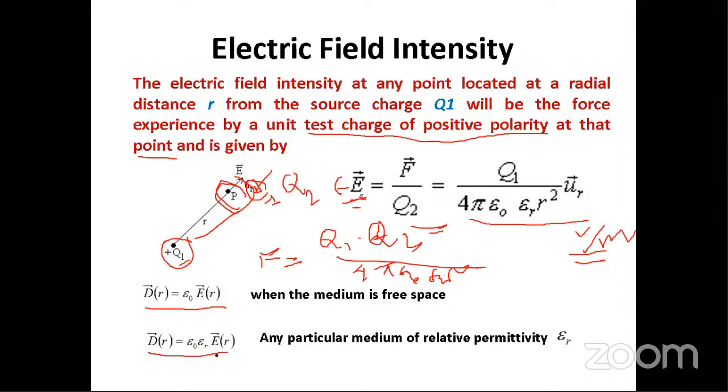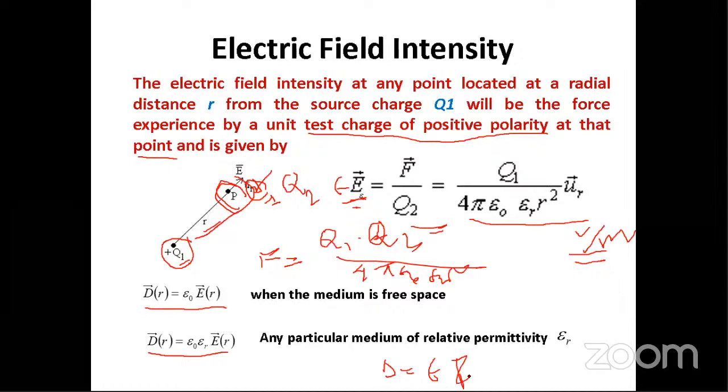Here I wrote E(r) because it is the electric field intensity at that point P, at distance r. That is why within brackets we are writing r. Generally, we have to remember that formula. D is related to electric field intensity in terms of epsilon. In general formula, D is equal to epsilon E.